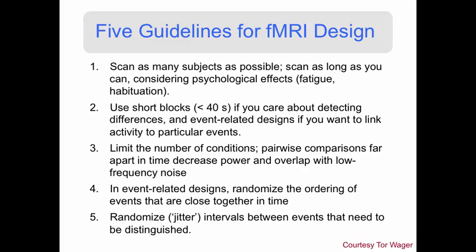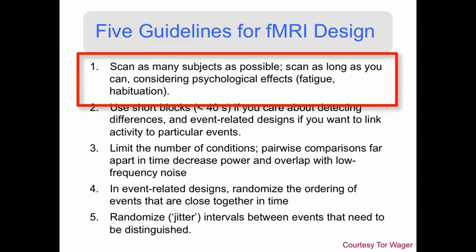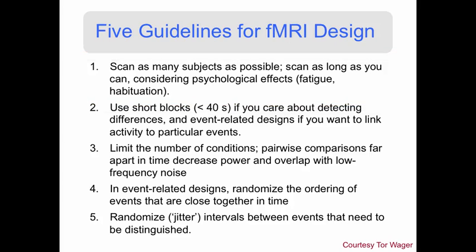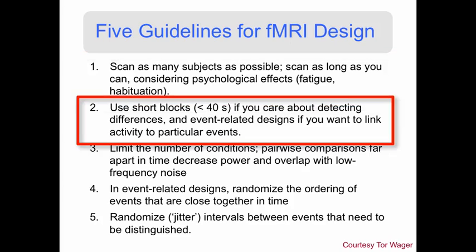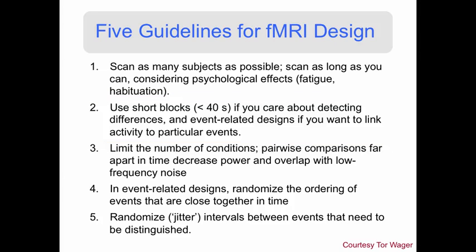So here are 5 guidelines for designing an fMRI experiment, courtesy of my colleague Tor Wager. The first is you should scan as many subjects as possible. You should scan as long as you can, considering psychological effects such as fatigue and habituation, because you can't keep a person in a scanner too long because they get very tired, and habituation is if they get too used to performing the task, they might perform it in a different manner. The second is you should use short blocks, less than 40 seconds, if you care about detecting differences between condition A and condition B. And you should use event-related designs if you want to link activity to particular events.